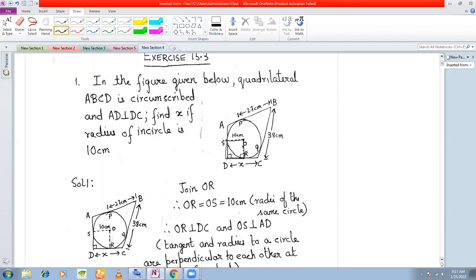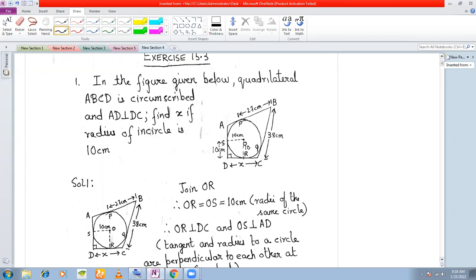This becomes a square. Why does this become a square? Because one angle is 90 degrees and also this length is the radius and this length is the radius. So this is also 10 centimeters because it is the radius. And what is a quadrilateral in which adjacent sides are equal and one angle is 90 degrees called? It is called a square, right? So this is a square, so this is 10. Now if this is a square, this is also 10 centimeters. So we have got this length 10 centimeters.